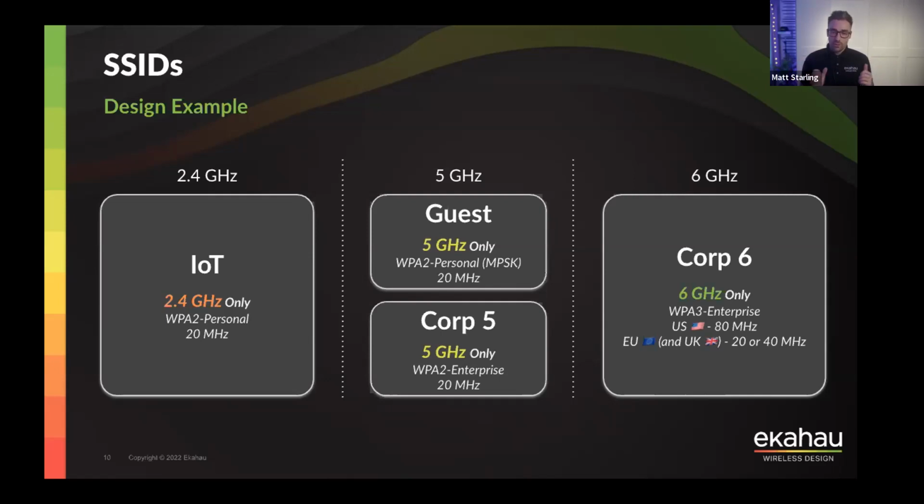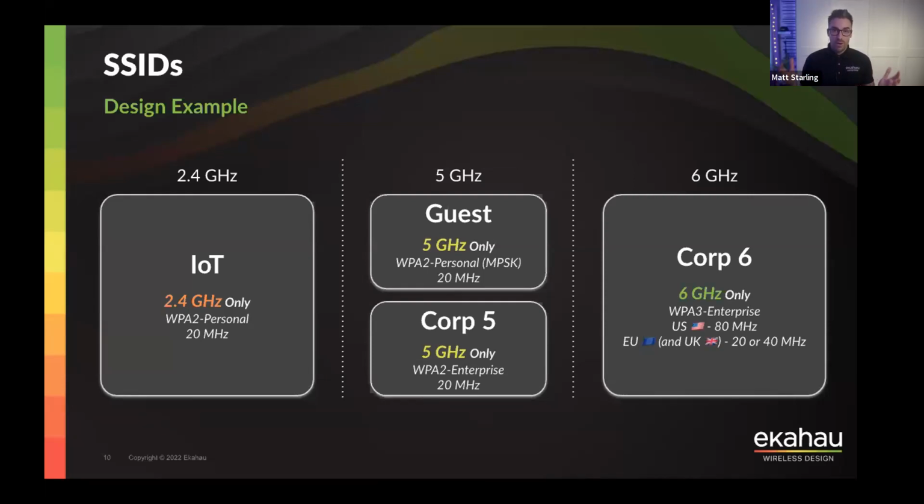So for the 5 gigahertz corporate SSID, we would make that 5 gigahertz only. We would leverage WPA2 Enterprise here, 802.1X authentication with a RADIUS server, and again, stick to 20 megahertz wide channels. 6 gigahertz, well, this is going to force us now to use WPA3 because WPA3 is mandatory in 6 gigahertz.